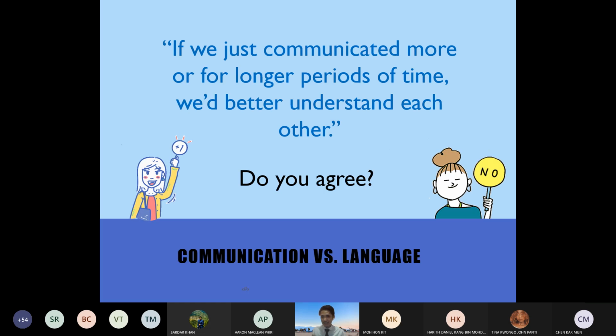Okay, so let's discuss very quickly this particular quote. If we just communicated more for longer periods of time, we would be able to understand each other better. Do you agree with this statement? Let's say you have a friend or an acquaintance that you're not very close to. If we just communicate longer with that person, would we understand that person better?